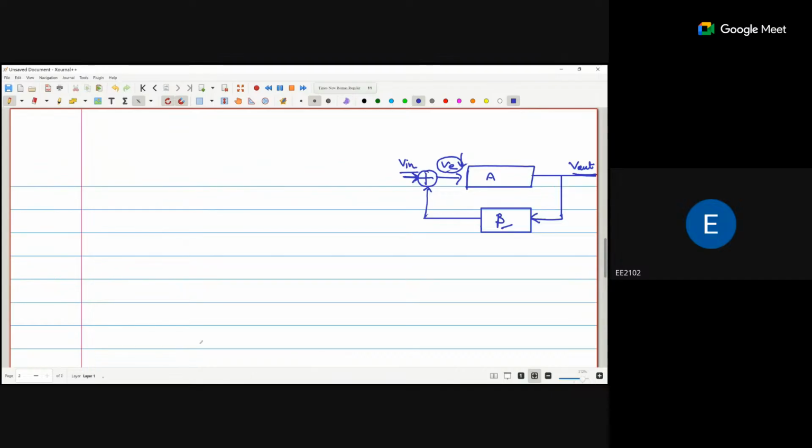Now feed forward: if we provide some input directly to the output side, in that way there is some amplification gain factor, but along with that amplification gain we have some other part. Sir, can you draw the block diagram separately for feed forward? Yeah. Okay.